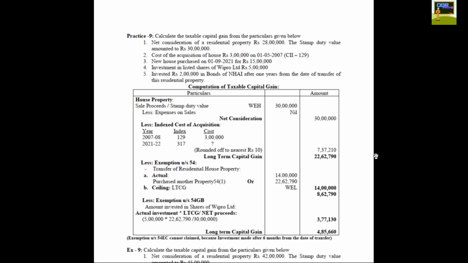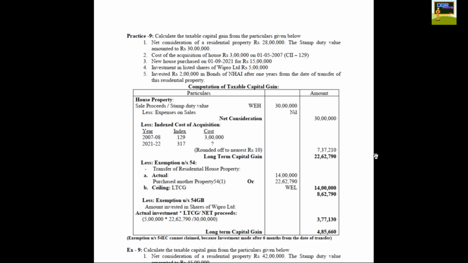Invested rupees 2 lakh in the bonds of NHAI after 1 year from the date of transfer. After 1 year, it is not permitted to claim exemption under section 54 EC. Within 6 months from the date of sale, if the amount is invested in the bonds, then only we can avail exemption under section 54 EC. So let's see the answer.